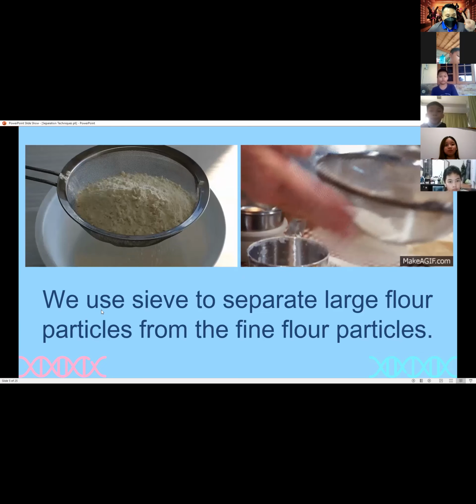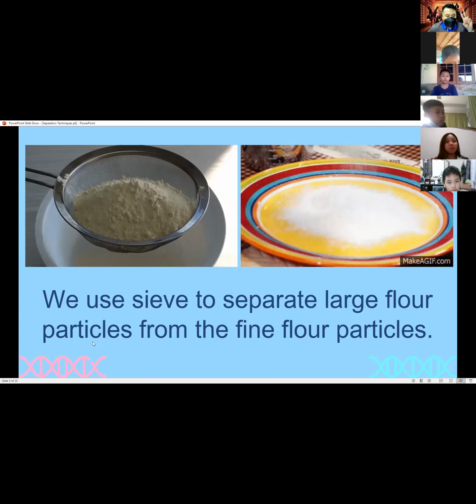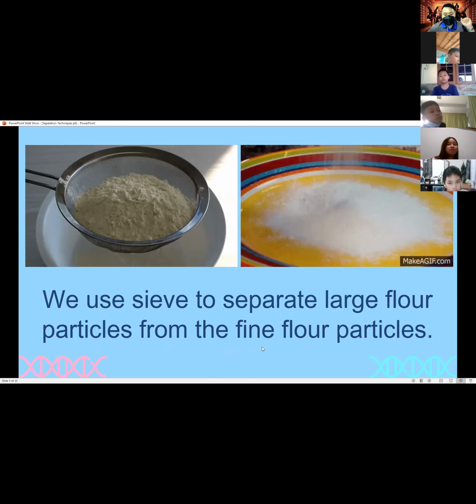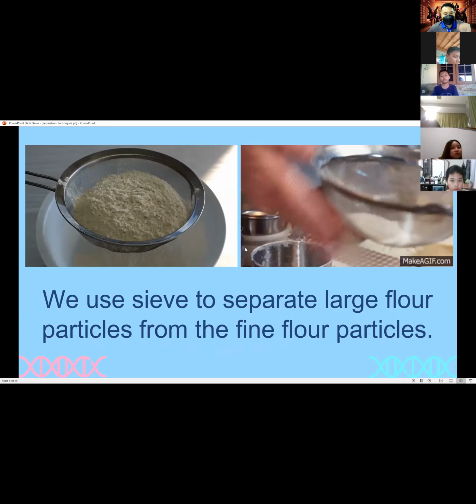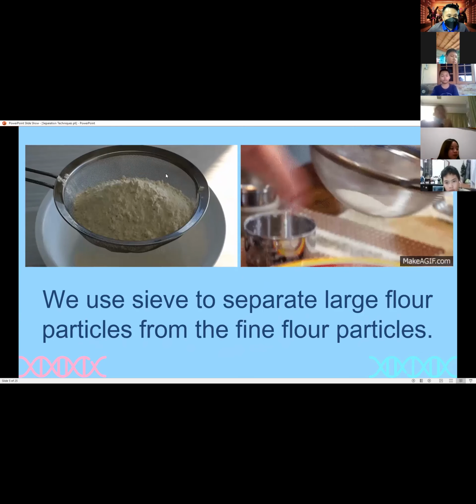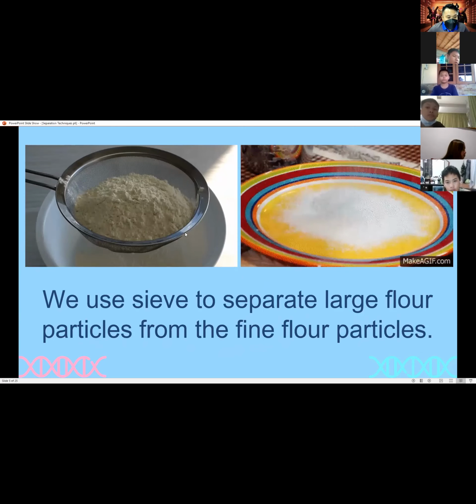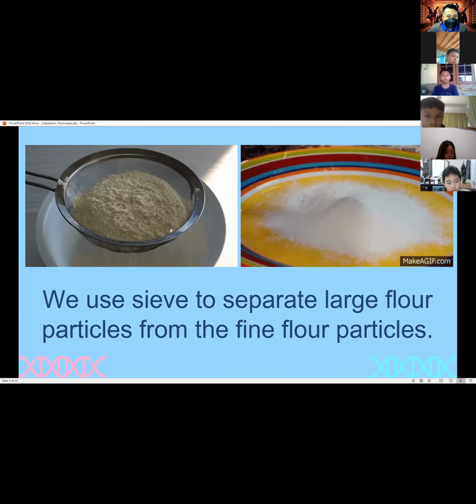Example, this one, we use a sieve to separate large flour particles from the fine flour particles. So, on top of this one is the sieve, okay, remember? This one is the sieve.